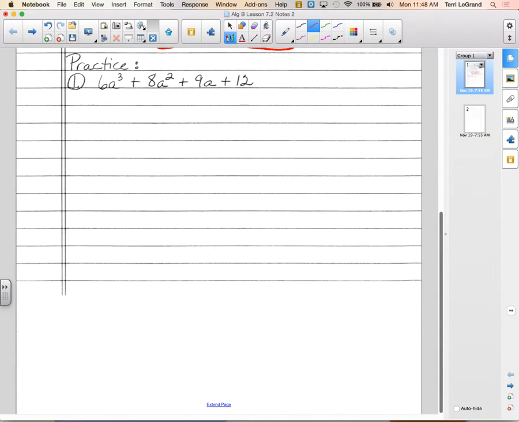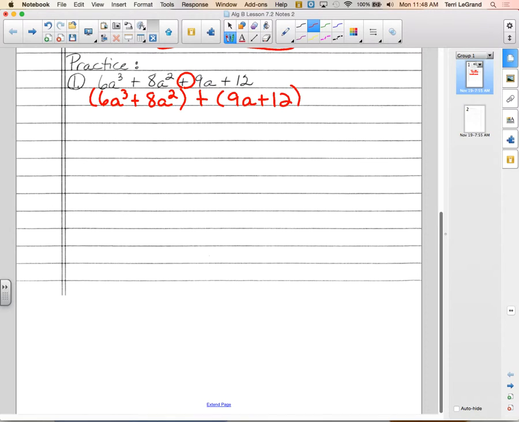Okay, let's practice together here. One that, so you can be writing and maybe it'll be a little bit easier to follow. Okay, do we have any subtraction to change? No. Okay, so we're going to rewrite it now, making our 2 groups. 6a cubed plus 8a squared. They're going to make their own little group. Plus, this is the plus sign right here, has to come down. And our next group is the 9a plus 12.